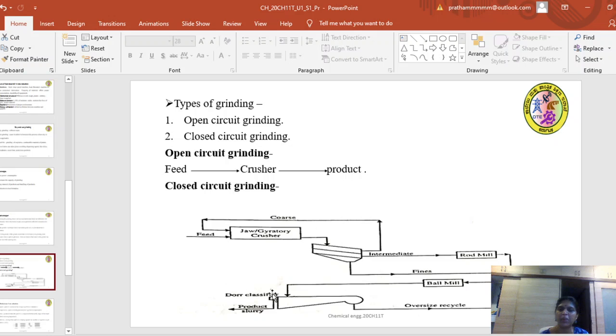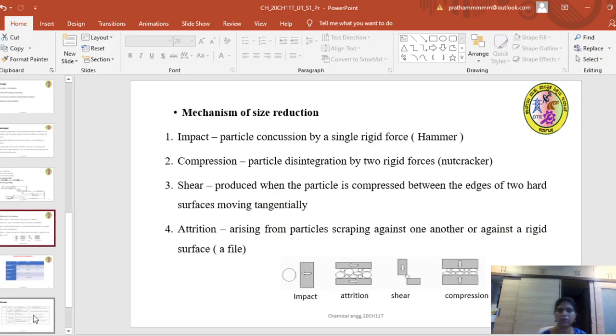After the reduction from the ball mill, it is being sent to the classifier, where the classifier separates the oversize and it gives a very ultra fine product. So this is the closed circuit grinding. So as we already learned the mechanism of the size reduction. So impact, you can just say this is impact: the particle concussion by a single rigid force, the hammer will be the best example.